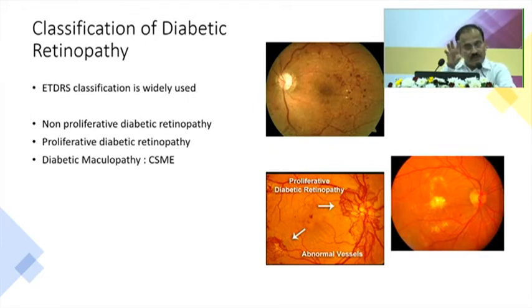You divide diabetic retinopathy into non-proliferative diabetic retinopathy, where no new blood vessels are formed. Very easy to remember. There are abnormal blood vessel changes, what I explained to you, but no new blood vessels are forming. So those are called non-proliferative diabetic retinopathy. And then the next stage is proliferative diabetic retinopathy, that is, blood vessels are forming, blood vessels are proliferating. Next is diabetic maculopathy, where the center of the eye, or the macula, is affected, like in the lower bottom right-hand picture.